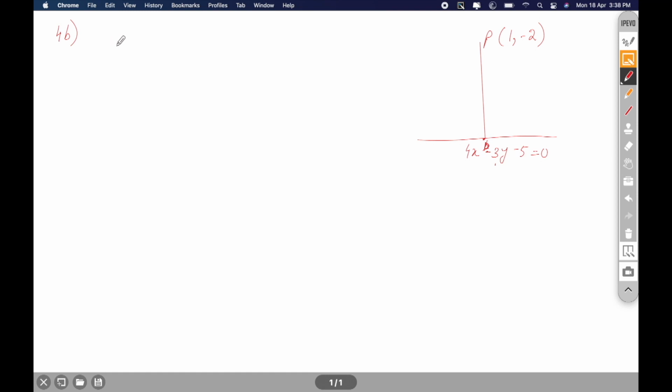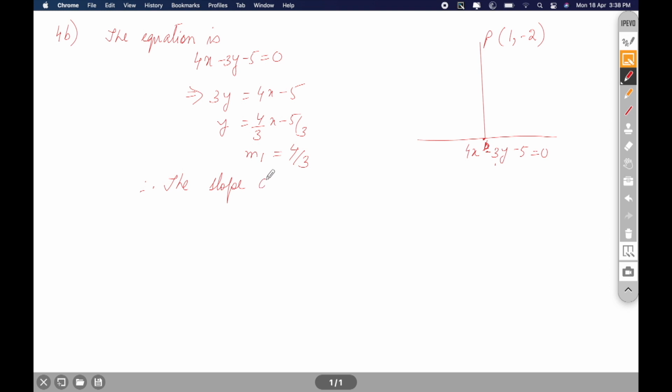Now for that we need the slope of the line PD. The given equation is 4x minus 3y minus 5 equals 0, giving us 3y equals 4x minus 5. So y equals 4 by 3 x minus 5 by 3. So here the slope is 4 by 3. Therefore, the slope of the perpendicular PD is minus 3 by 4. It has to be the negative reciprocal of the slope of the other perpendicular line.